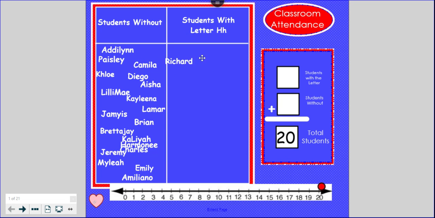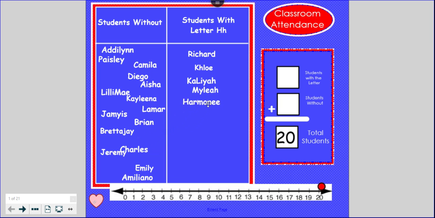I see that Richard has a lowercase h in his name. Chloe has a lowercase h in her name. Who else? Kalia has one at the very end of her name. Oh, and so does Mylia. Harmony starts with a capital H. And Charlie has one in his name, the CH digraph that sounds like ch, ch, ch. Anybody else? Nope, looks like that's all.